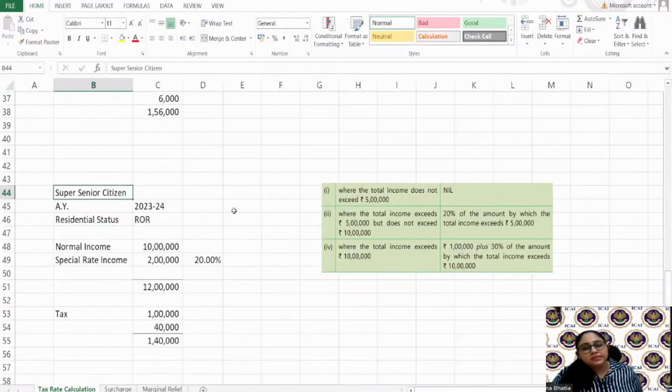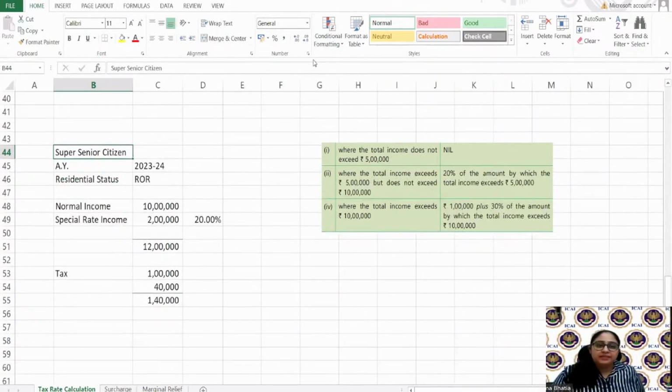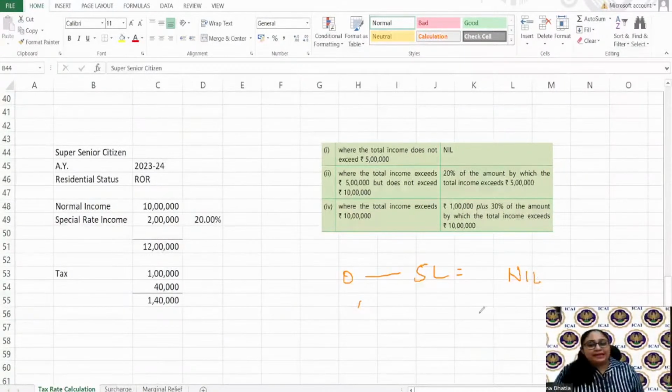So super senior citizen में क्या benefit है? The slab rate or the basic exemption limit is a bit higher. Ma'am, what is the basic exemption limit? 2,50,000 for normal individual, 3 lakhs for resident senior citizens, and now it is 5 lakh for resident super senior citizens. So it's now up to 5 lakh there would be no tax.